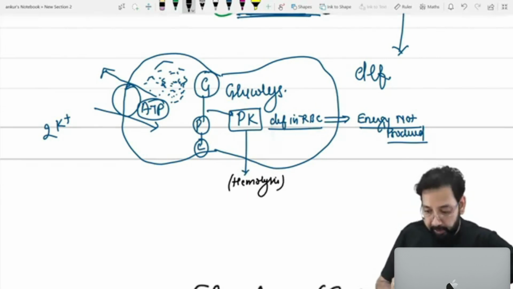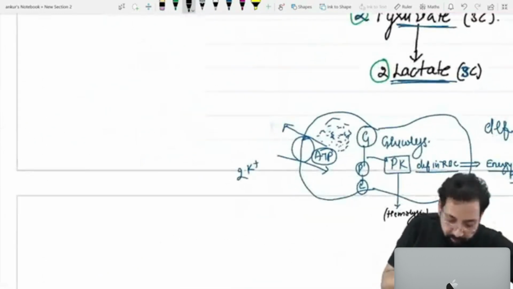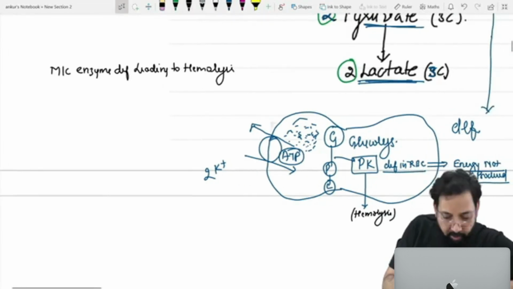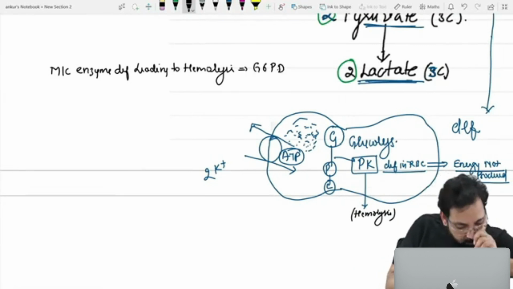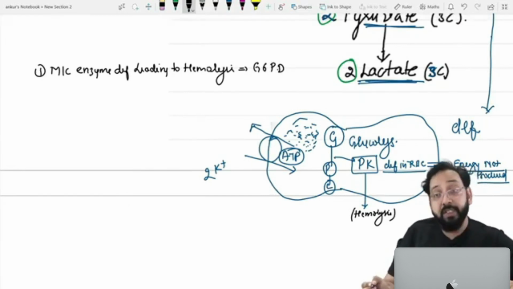Yes, hemolytic anemia. The question is asked: what is the most common cause of hemolysis, the most common enzyme deficiency leading to hemolysis? The answer is glucose 6-phosphate dehydrogenase. First question, most common enzyme deficiency leading to hemolysis: G6PD deficiency.